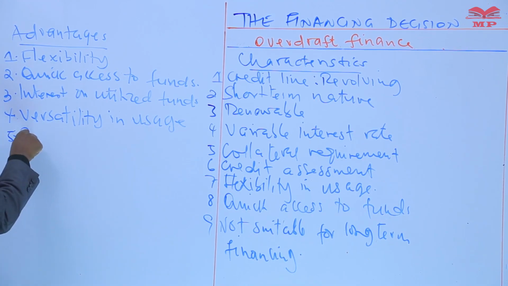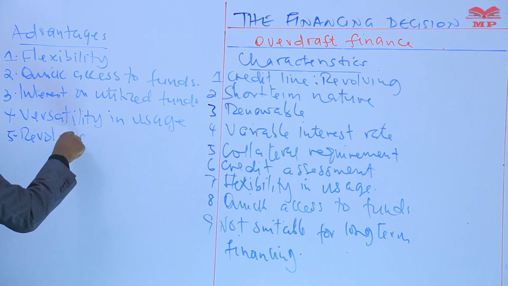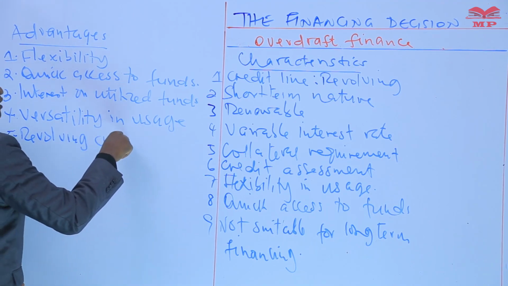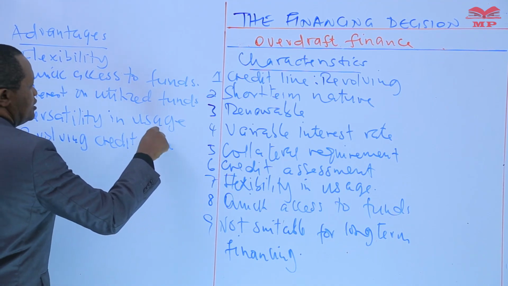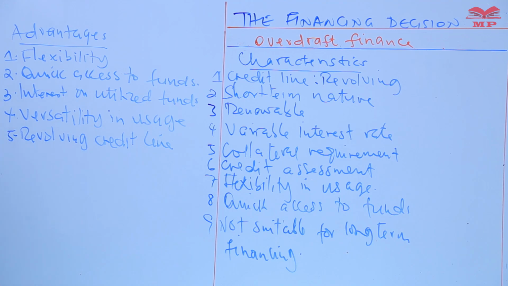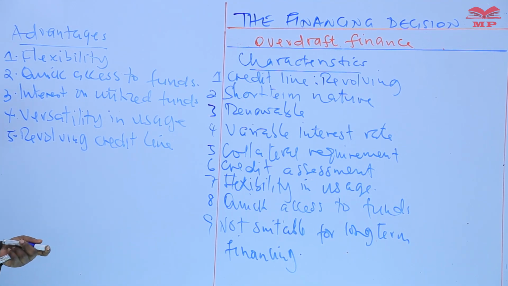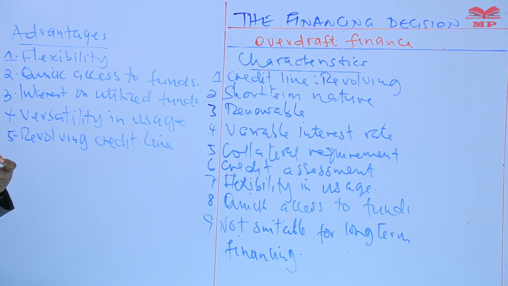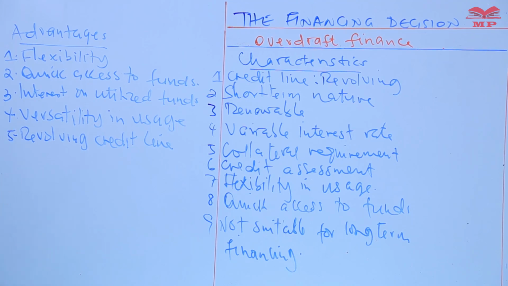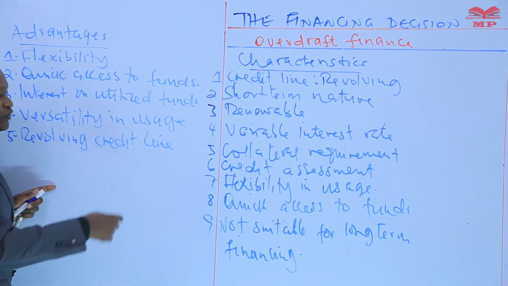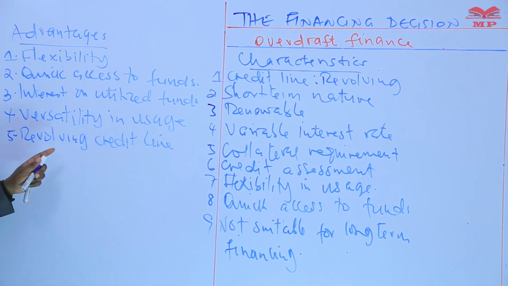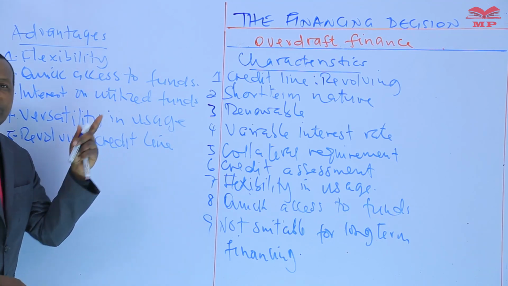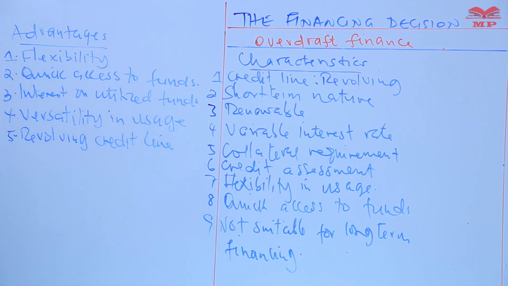Number five, revolving credit line. Now, overdraft facilities are often revolving, meaning businesses can use them repeatedly as long as they stay within the approved limit and adhere to the terms and conditions of the overdraft. Revolving credit line can be used repeatedly.